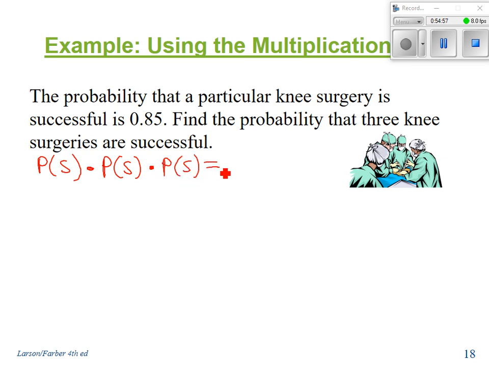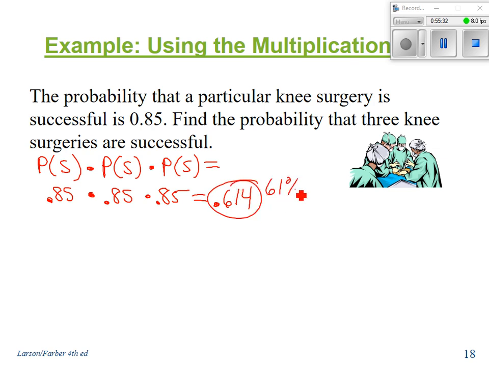What's the probability that the first surgery is successful? 0.85. What's the probability the second one's successful? What's the probability the third one's successful? 0.85. Multiply those three together: 0.614. So there's about a 61% chance that this surgeon does those three surgeries in one day and all three of them are successful.